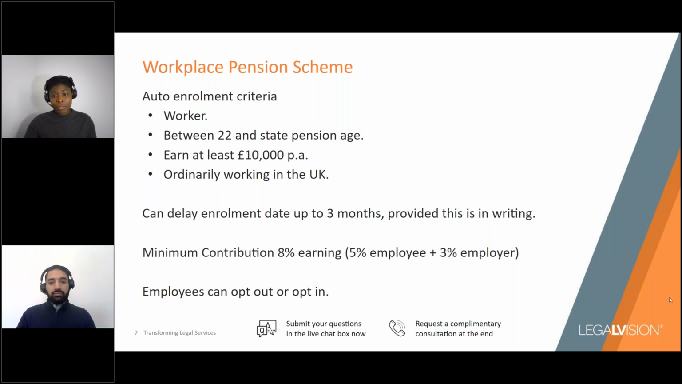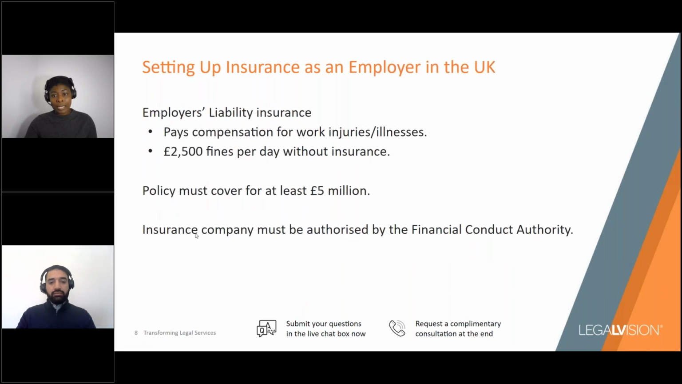So that is everything that we wanted to share with you today when it comes to pension enrollment, pension pots, and pension schemes. The next topic that's quite important is to do with insurance, which a lot of small businesses and startup founders or directors sometimes are not familiar with. As soon as you become an employer and you start hiring, you must have an employer's liability insurance. So you must get insurance. It's sometimes referred to as EL. It's called employer's liability insurance.